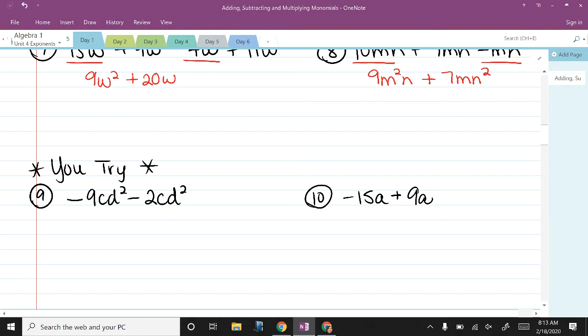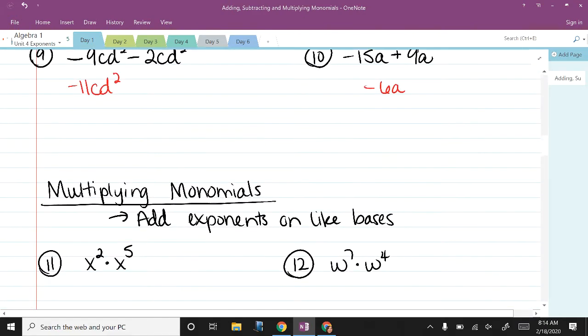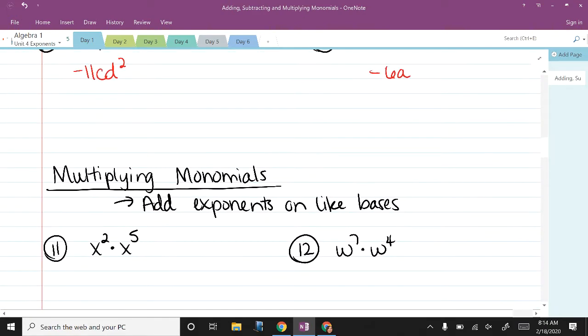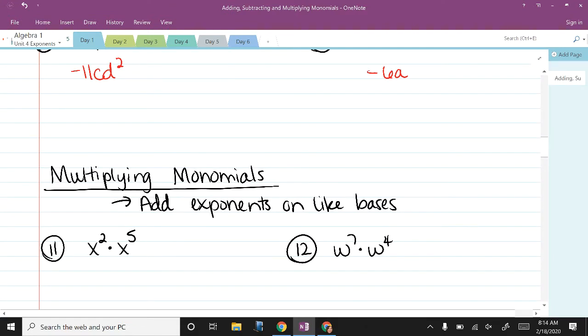And you don't have to put that together at the end, but just understand if you see them written that way. All right, what's answer number 9? Negative 11 CD squared. Raise your hand if you got that one right. What's the answer to number 10? Negative 6a. Raise your hand if you got that one right. Any questions? All right. Now we're going to start learning our exponent rules.